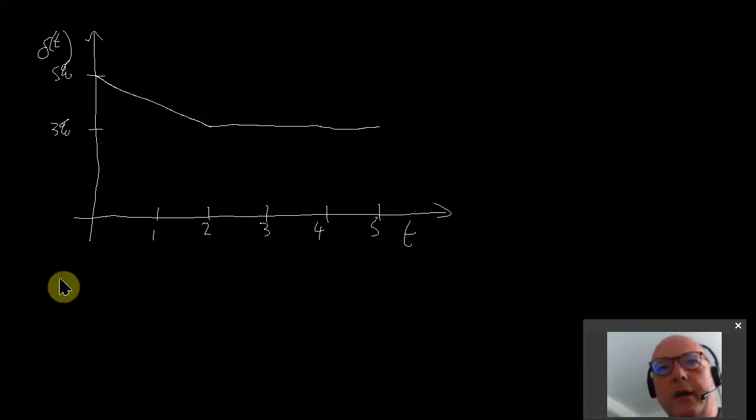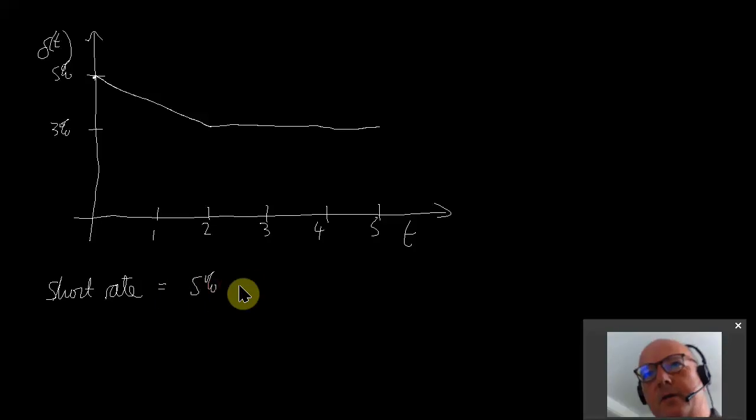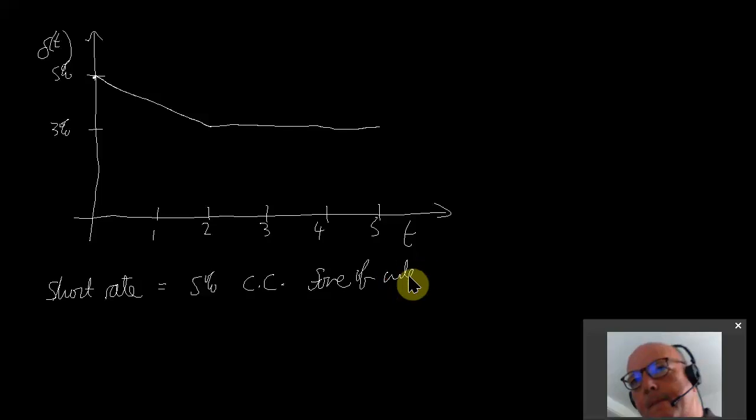So the short rate is the rate of interest right now. Okay, so the short rate is equal to 5%. That is the continuously compounding rate of interest, or in other words, the force of interest. Then the instantaneous forward rate is a function of time, so this is really what the instantaneous forward rate is.